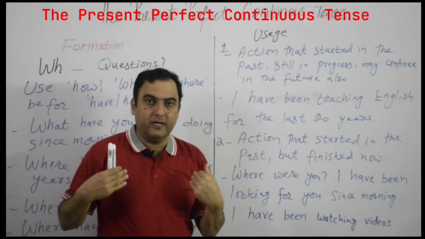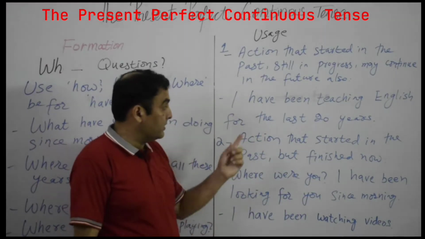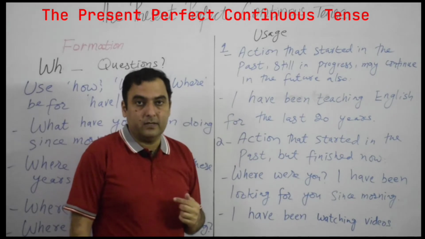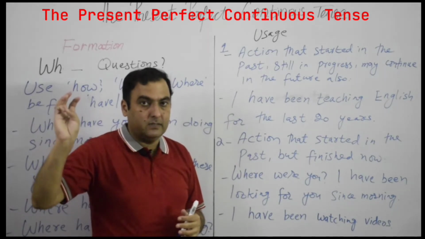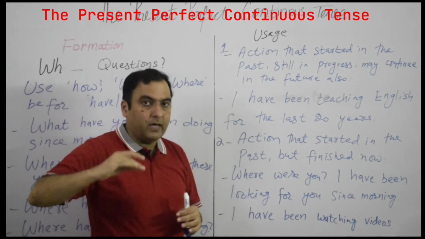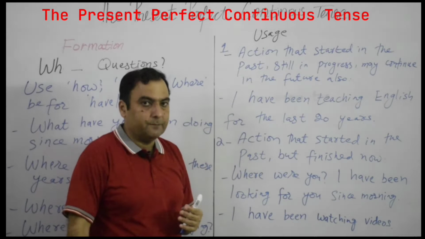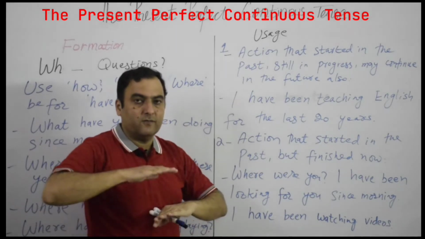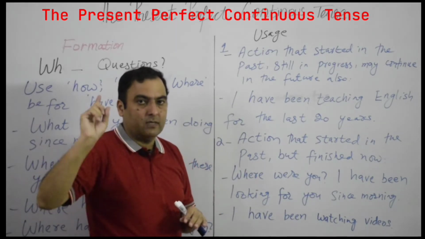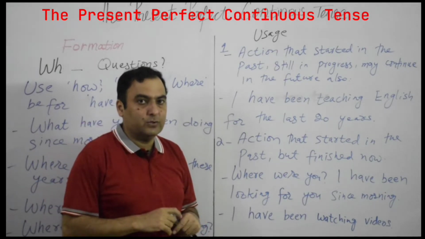For example, if I talk about myself, so I'll say I have been teaching English for the last 20 years. So I started teaching in the past 20 years ago. I'm still teaching, and hopefully I'll continue teaching in the future as well. So we use this tense for like 3 actions. Started in the past, still continuing, may continue into the future.